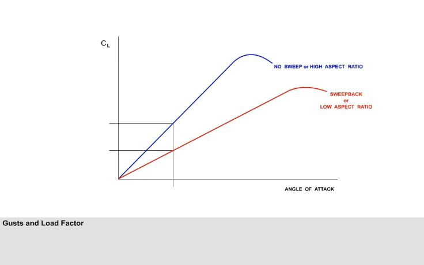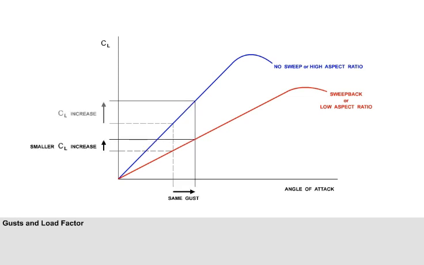If the lift curve has a steep slope, as in the case of a wing with no sweep, or a wing with a high aspect ratio, the increase in load factor will be greater. A wing which is swept back, or a wing with a low aspect ratio, has a lower lift curve gradient, and so will give a smaller increase in load factor when meeting the same gust at a given true airspeed.